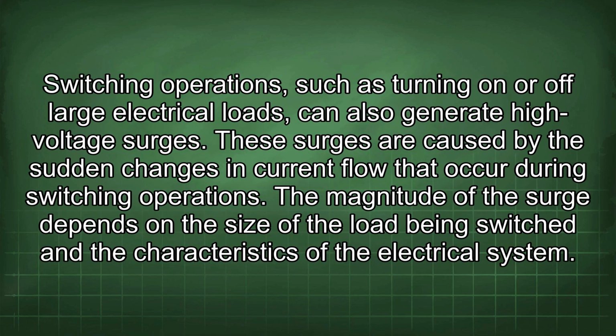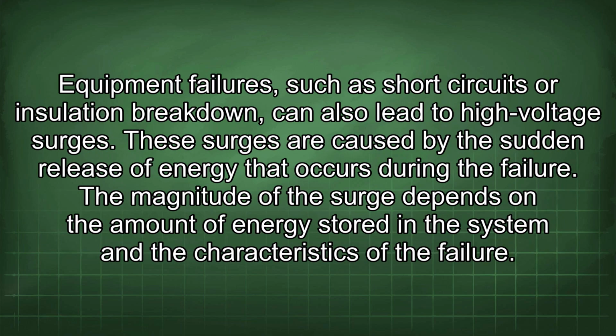Switching operations, such as turning on or off large electrical loads, can also generate high-voltage surges. These surges are caused by the sudden changes in current flow that occur during switching operations. The magnitude of the surge depends on the size of the load being switched and the characteristics of the electrical system. Equipment failures, such as short circuits or insulation breakdown, can also lead to high-voltage surges.